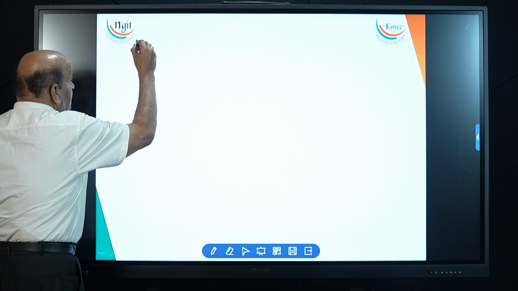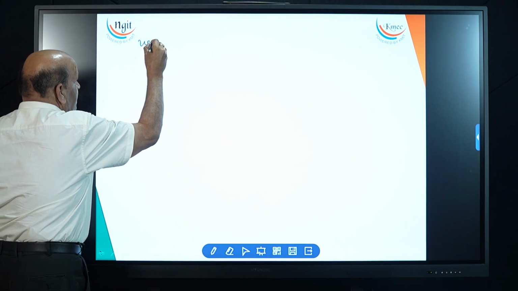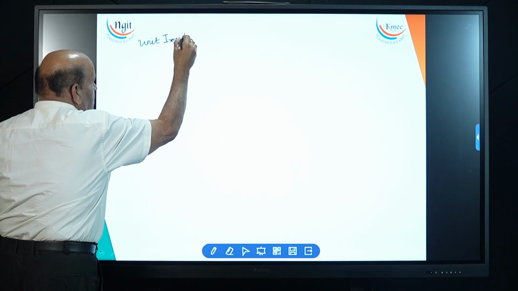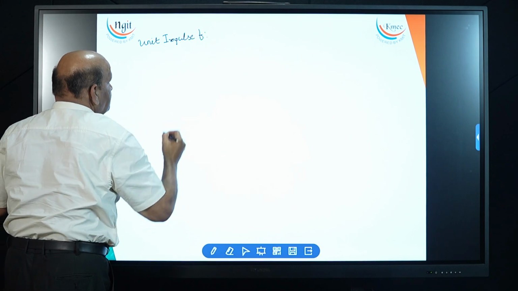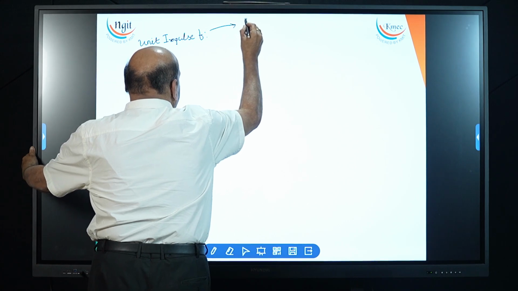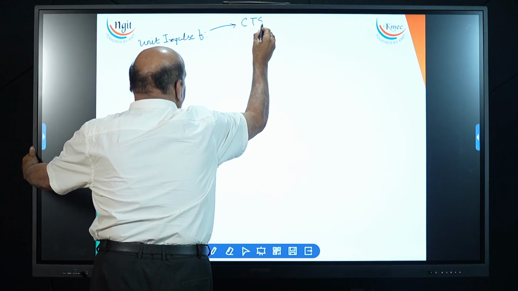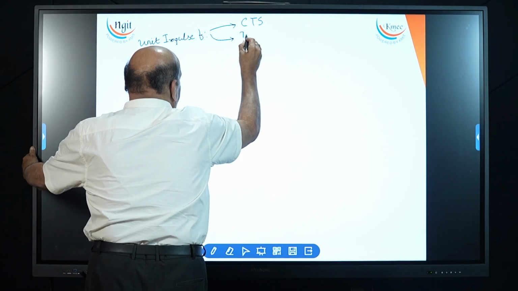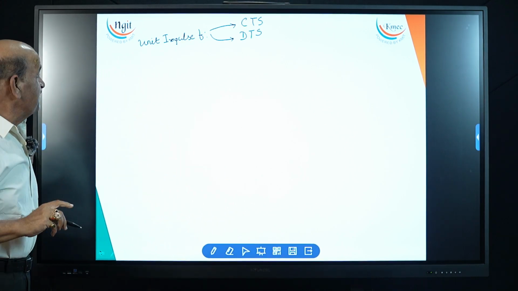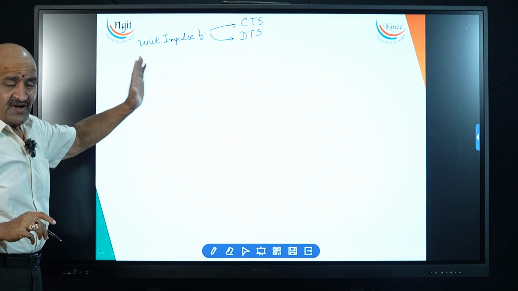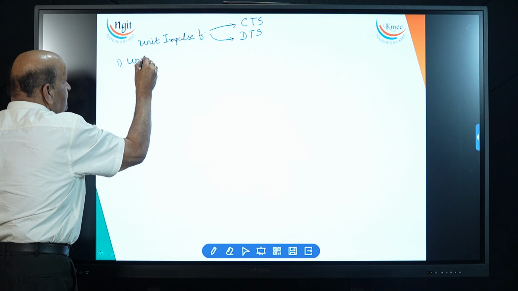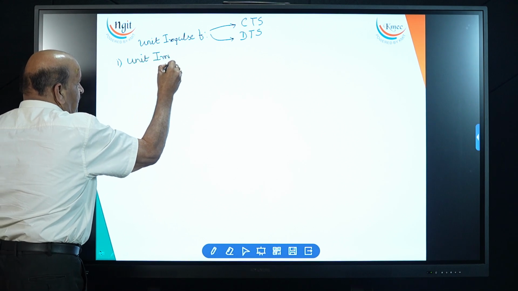Now we are going to discuss unit impulse function. This function too we are discussing with respect to continuous time signal and with respect to discrete time signal. Under these two concepts, we are discussing this unit impulse function. Now let us start. Now, unit impulse function.